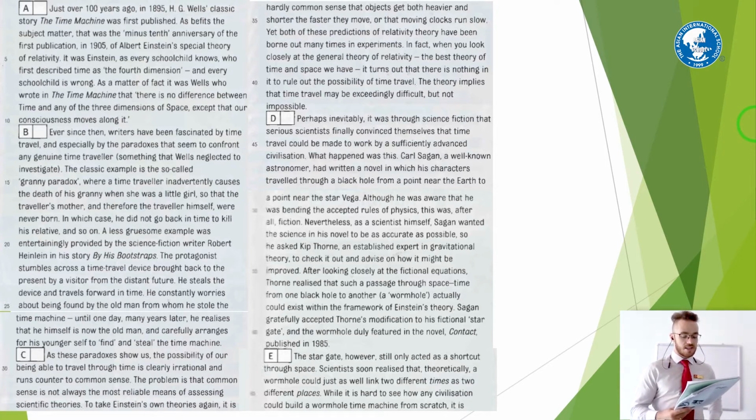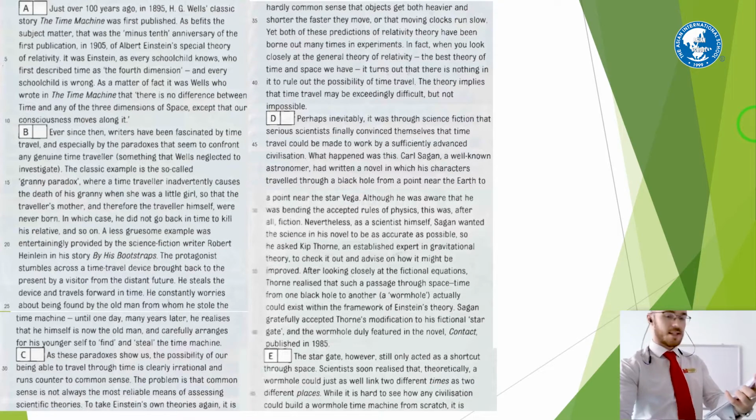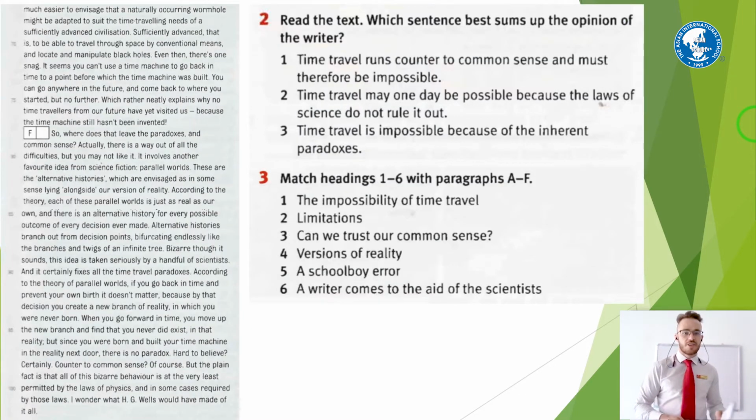The Stargate, however, still only acted as a shortcut through space. Scientists soon realized that, theoretically, a wormhole could just as well link two different times as two different places. While it's hard to see how any civilization could build a wormhole time machine from scratch, it is much easier to envisage that a naturally occurring wormhole might be adapted to suit the time-traveling needs of a sufficiently advanced civilization. Sufficiently advanced, that is, to be able to travel through space by conventional means and locate and manipulate black holes.